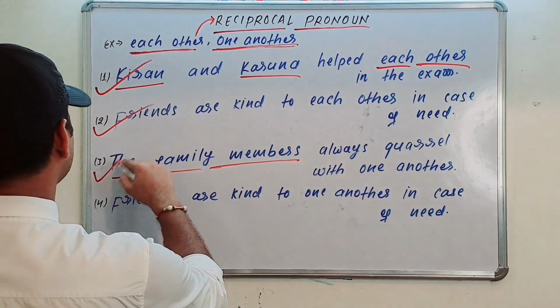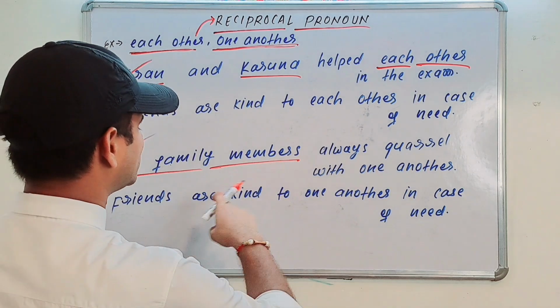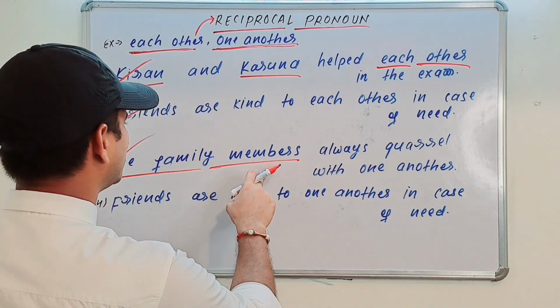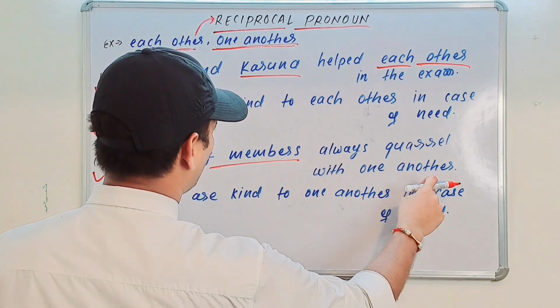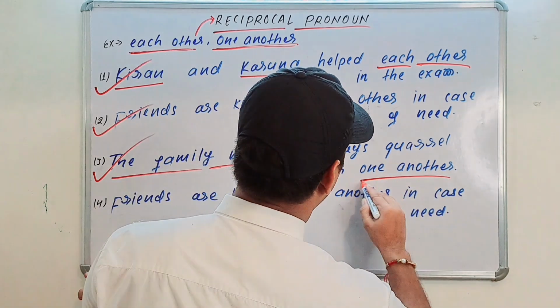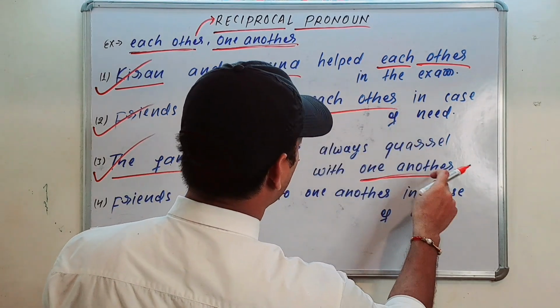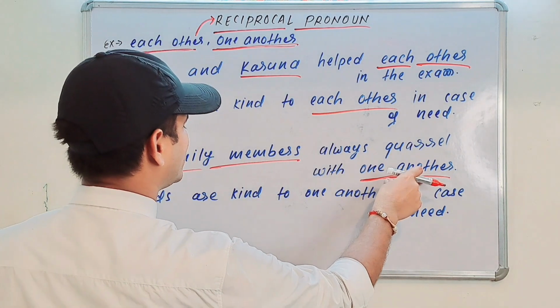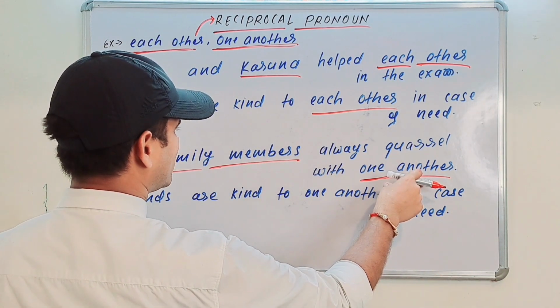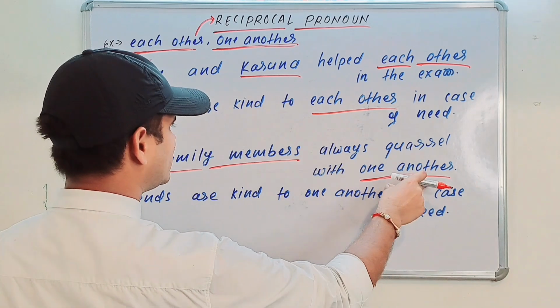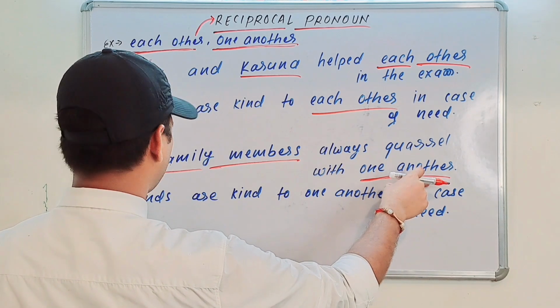So this sentence is right, because I'm talking about more than two members, the family members always quarrel with one another. So we use one another like each other to indicate more than two family members, and each other for the mutual relationship between two family members.